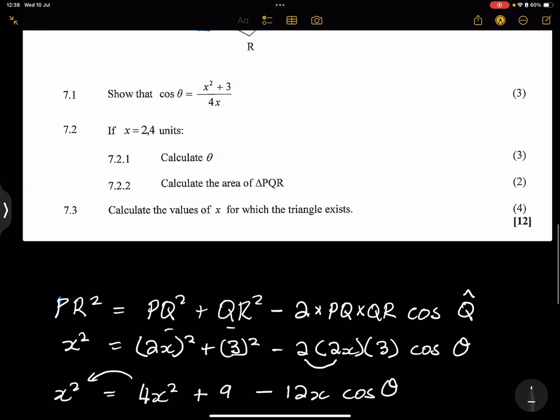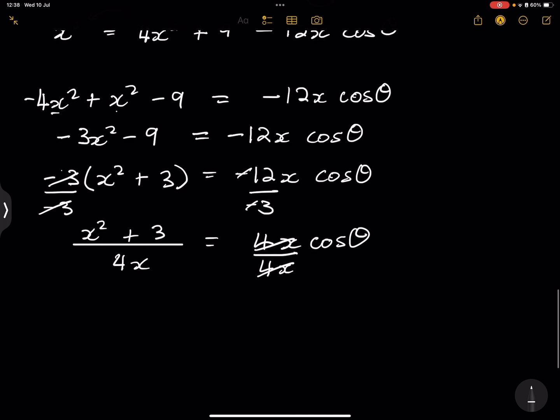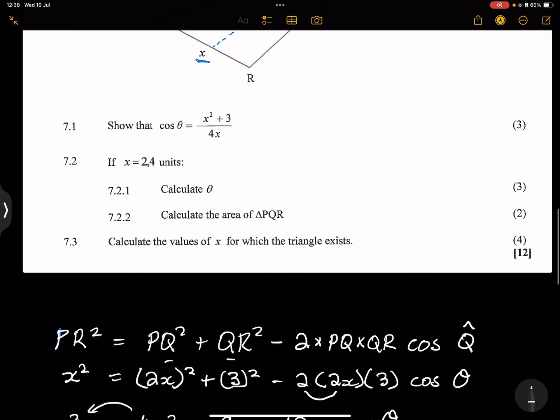Right, now please remember, what are we trying to do? Just get an expression of cos theta. So I'm going to divide both sides by 4x. So those two cancel. So as a result, the cosine of theta will be equal to x squared plus 3 divided by 4x. And that's exactly what they asked us to prove over there.